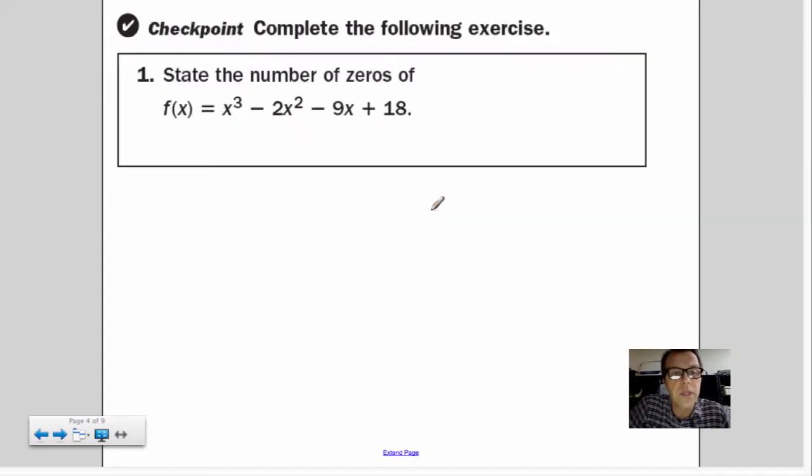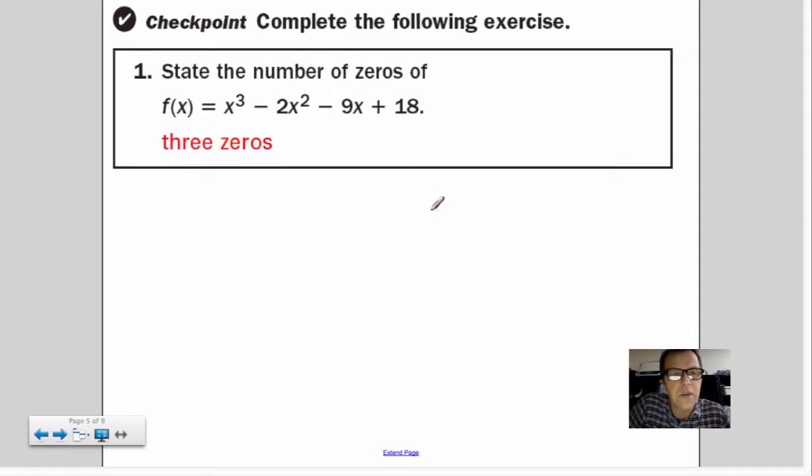Hey, try this one. This is your first check-in. So here's your function. Can you state the number of zeros of this function? I'm not even going to tell you to hit pause because I'm sure you already know the answer. And there it is, 3 zeros. Nice check-in.